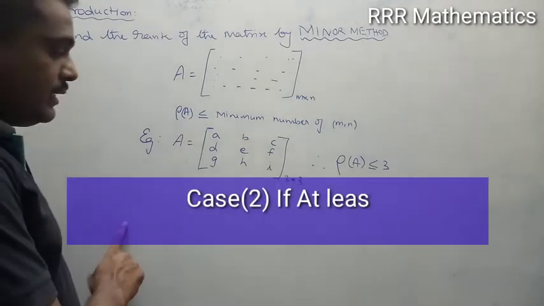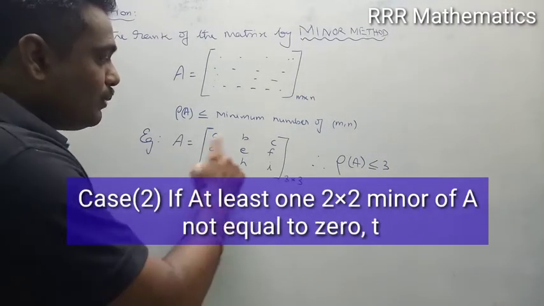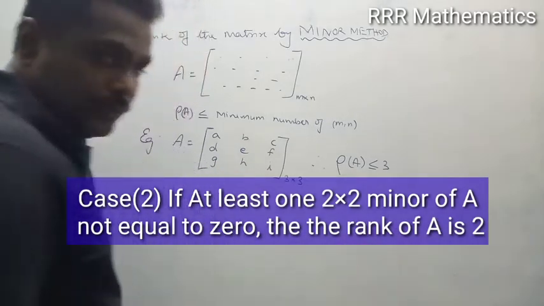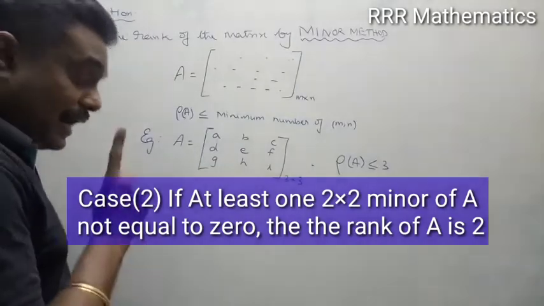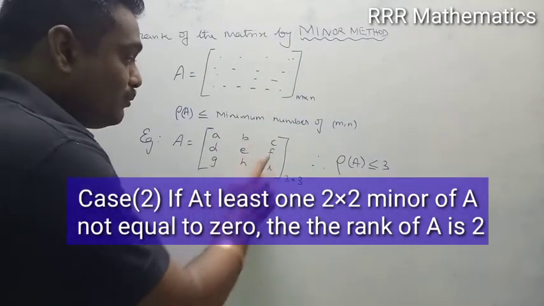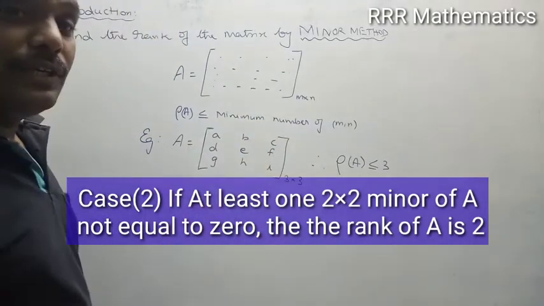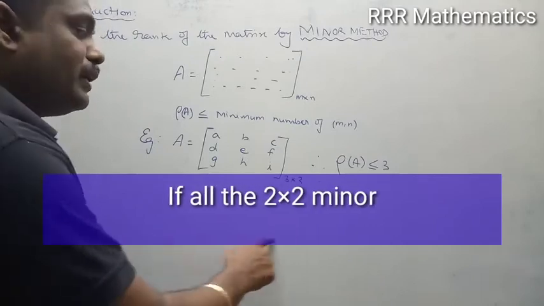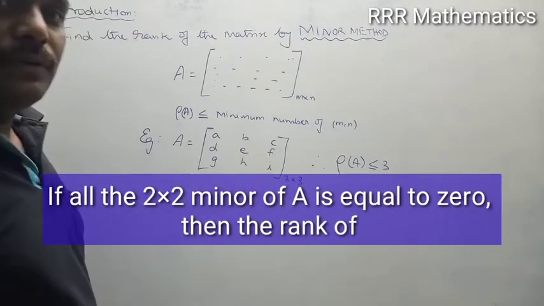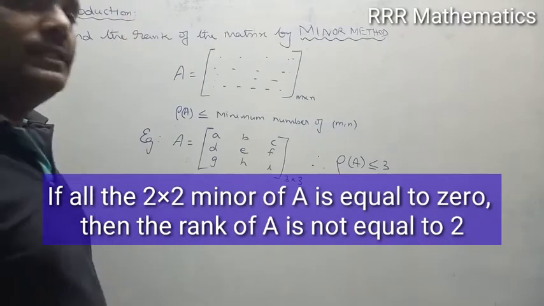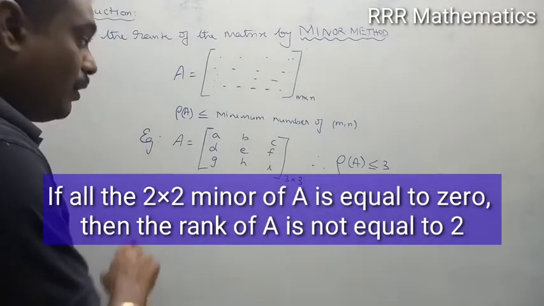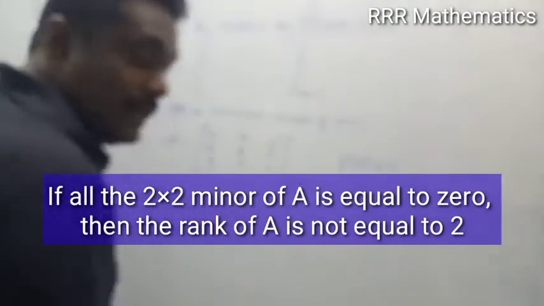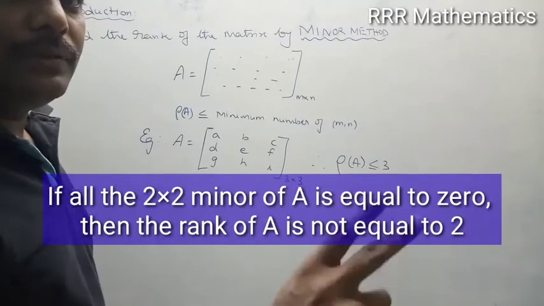Case 2: if at least one 2 by 2 minor of A is not equal to 0, the rank of A will be 2. If all the 2 by 2 minors of A are equal to 0, then the rank of A will not be equal to 2.